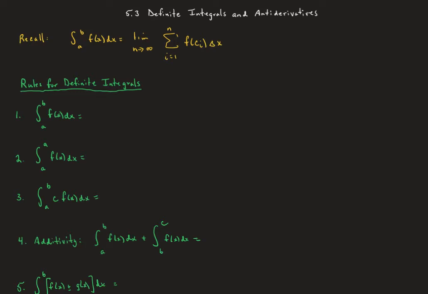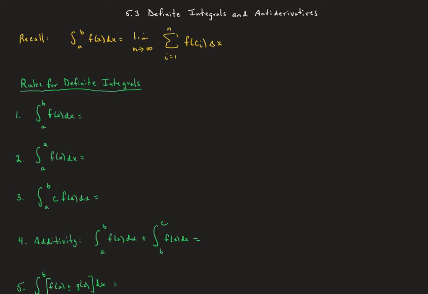It's this limit as n goes to infinity of this infinite Riemann sum, f of c sub i times delta x. And just for ease of conceptualizing it, we're using our definition that assumes the delta x's are uniform in width, but that's not going to impact any of these rules.